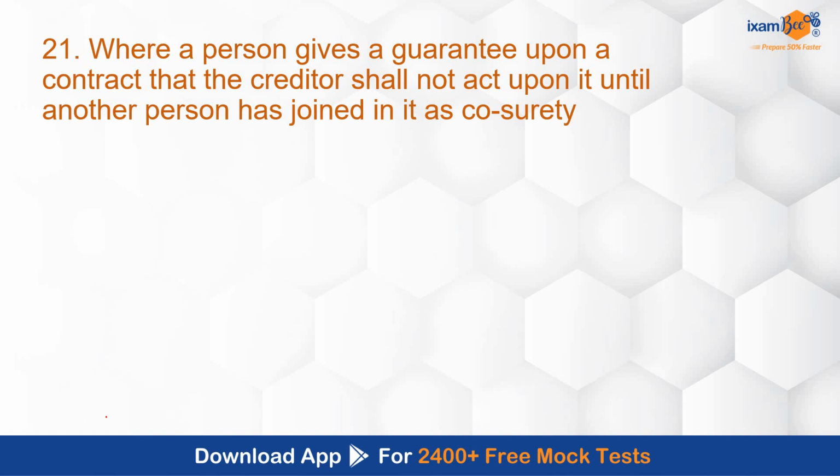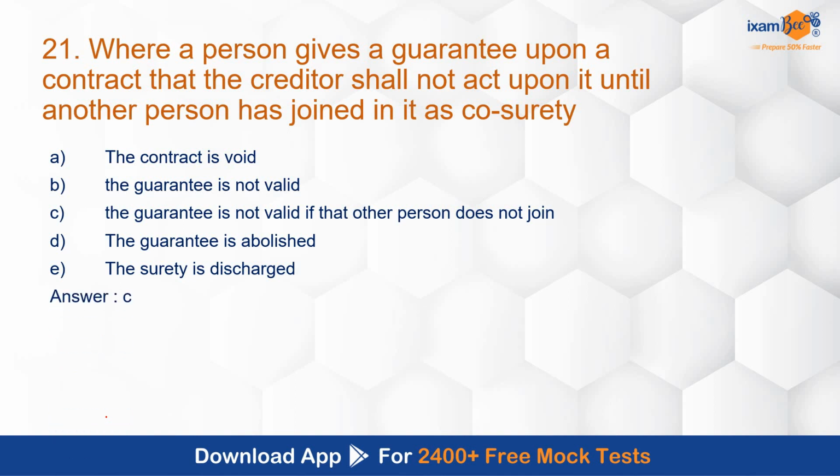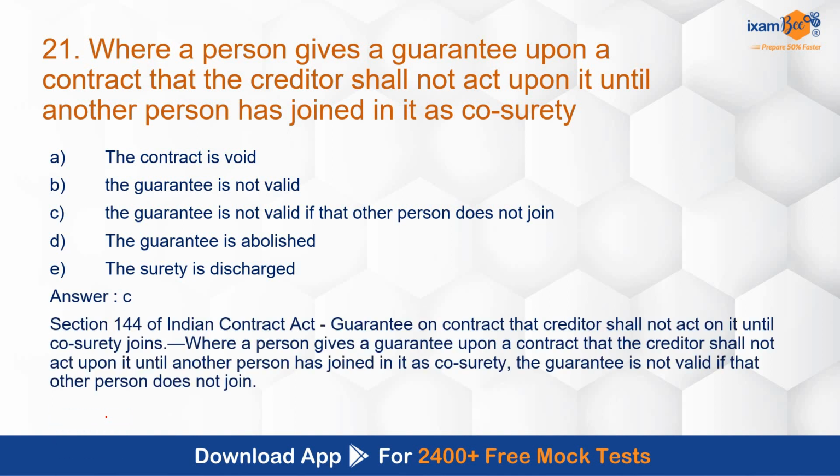Question number 21. Where a person gives a guarantee upon a contract that the creditor shall not act upon it until another person has joined in it as co-surety, what happens if that other person does not join? The contract is void. Guarantee is not valid. Guarantee is not valid if that other person does not join. Guarantee is abolished. Surety is discharged. The correct answer is C, guarantee is not valid if that other person does not join. This is section number 144 of the Indian Contract Act, guarantee on contract that creditor shall not act on it until co-surety joins.